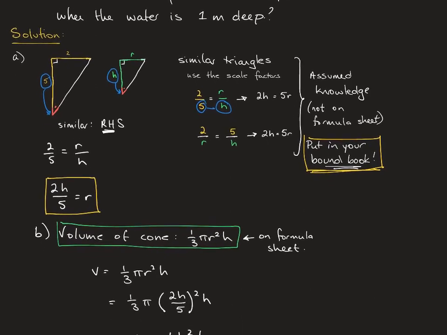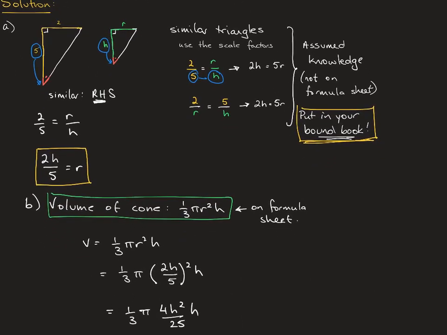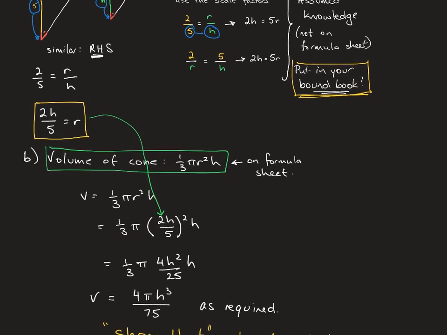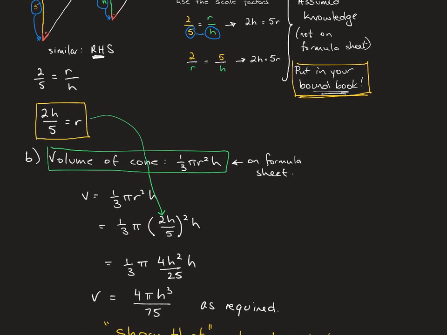So we have that V is equal to a third pi r squared h. That comes from our formula sheet. We know that our r value is 2h on 5, so substitute that in. Expand the square. And you will need to tidy it up so that it looks like what you were asked to find.